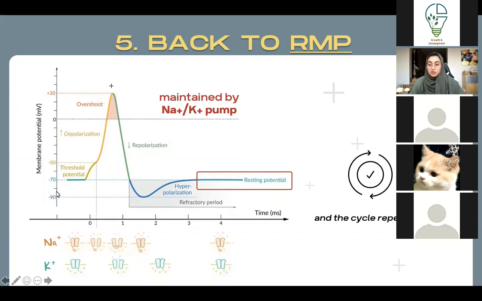Multiple cycles will look the same as this. Yes, exactly. So that's what I wanted to tell you guys. Every single action potential is going to look like this. Every single action potential is going to have the same amplitude.